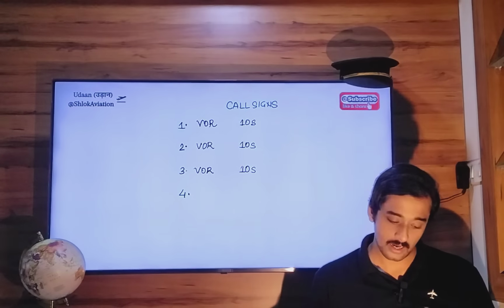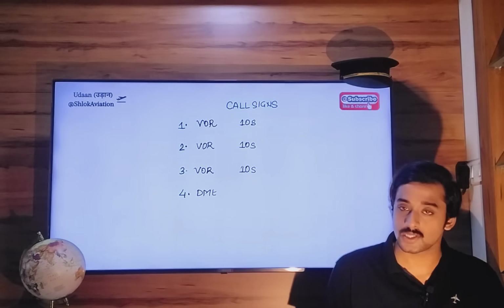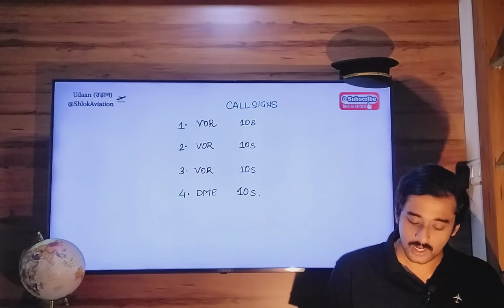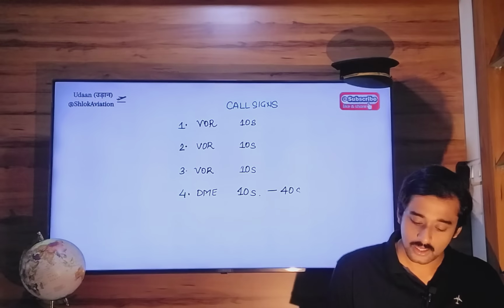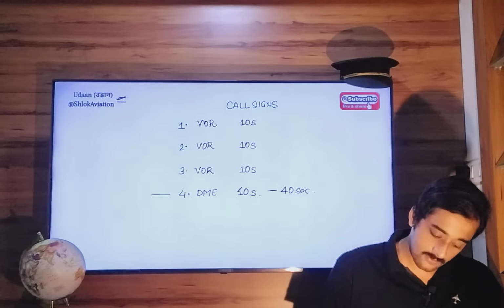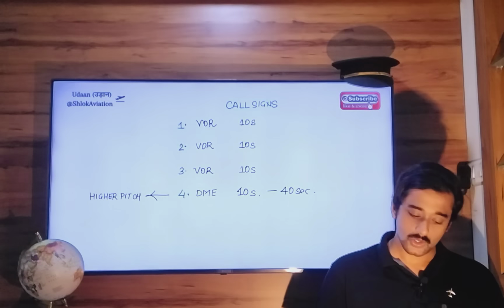And the fourth time they will play the call sign of that particular DME station. So that will happen at the next 10 seconds. So at the last 40th second, we will hear the DME call sign. And this DME call sign will be the one with the higher pitch tone. Higher pitch tone. So very important.